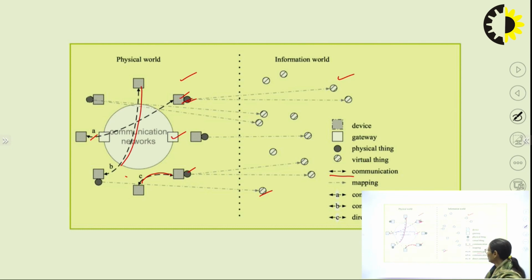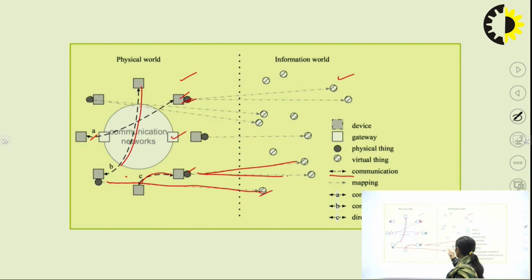Here, if you look, all these physical things can be mapped one to one with a single virtual thing, or they can be mapped to various virtual things.